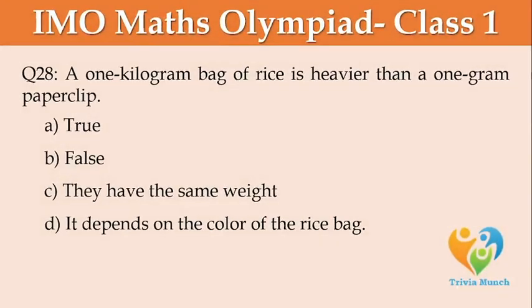A 1 kilogram bag of rice is heavier than a 1 gram paperclip. Option A true, option B false, option C they have the same weight, option D it depends on the color of the rice bag.